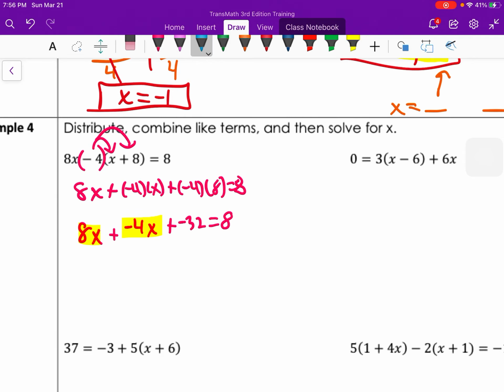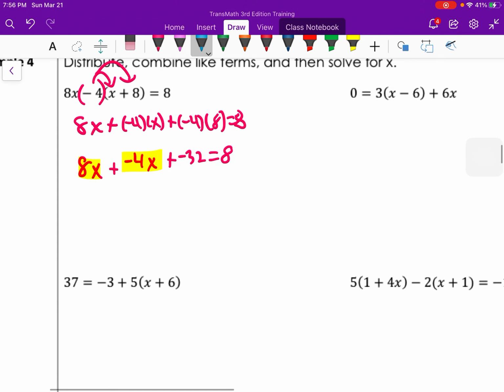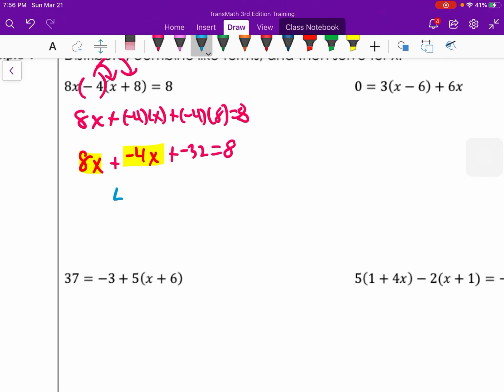These are like terms. They're a difference. It's going to be positive because the positive 8 is greater than the negative 4. The difference is 4x, and we still have our plus negative 32 equals 8.